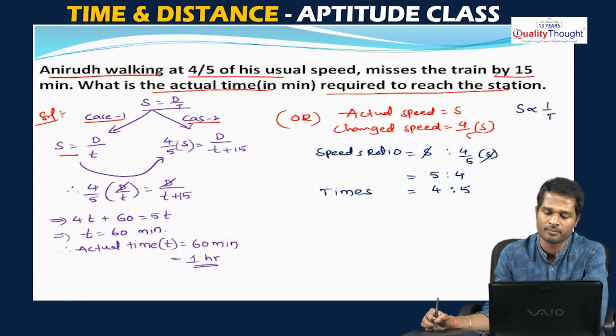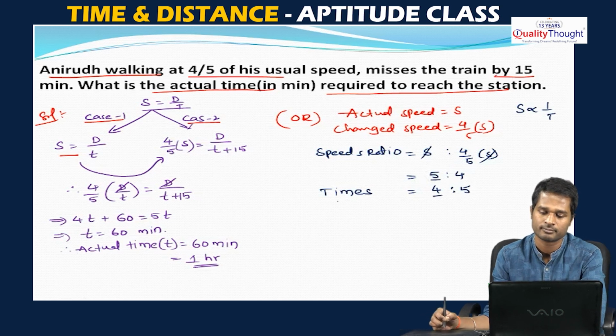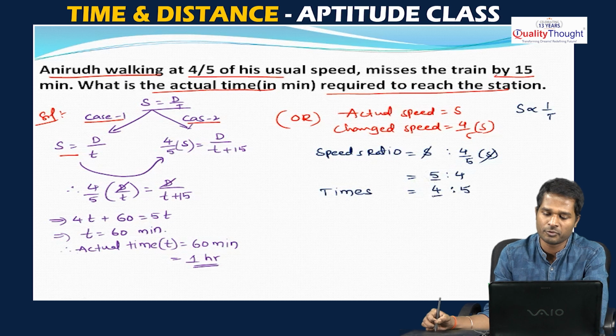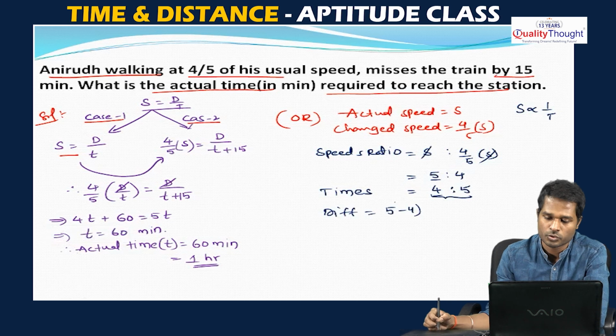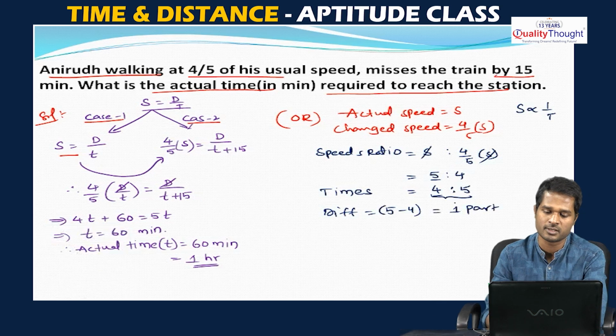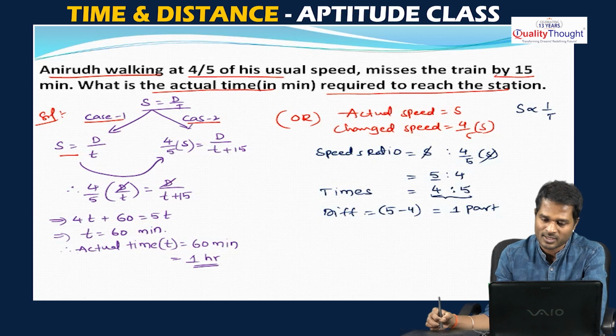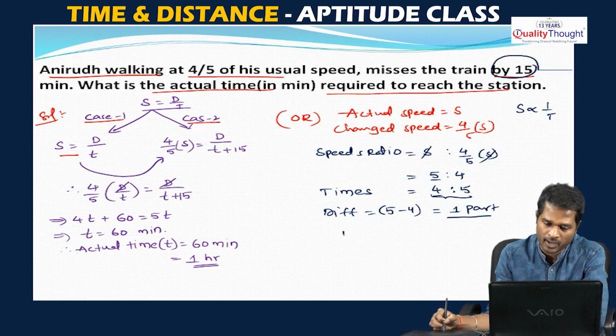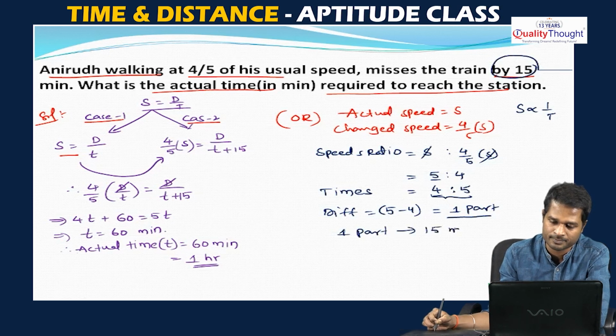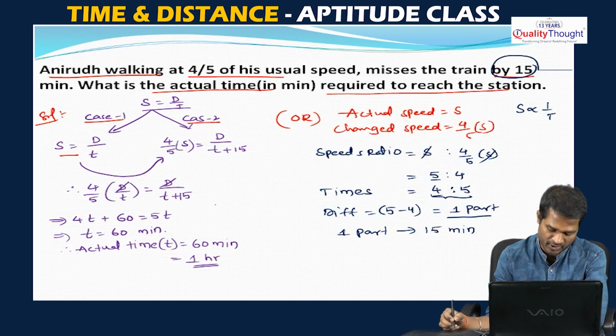Now take any one thing, for example, I'll take these two things, but before that check the difference between the times. So this is 4 ratios, this is 5 ratios. So the difference of times is 5 minus 4, which is 1 part. In ratios we will count them as parts. So it is 4 parts is to 5 parts, so the difference is 1 part. Now see, this 1 part difference is calculated as 15 minutes. So 1 part difference is nothing but 15 minutes.